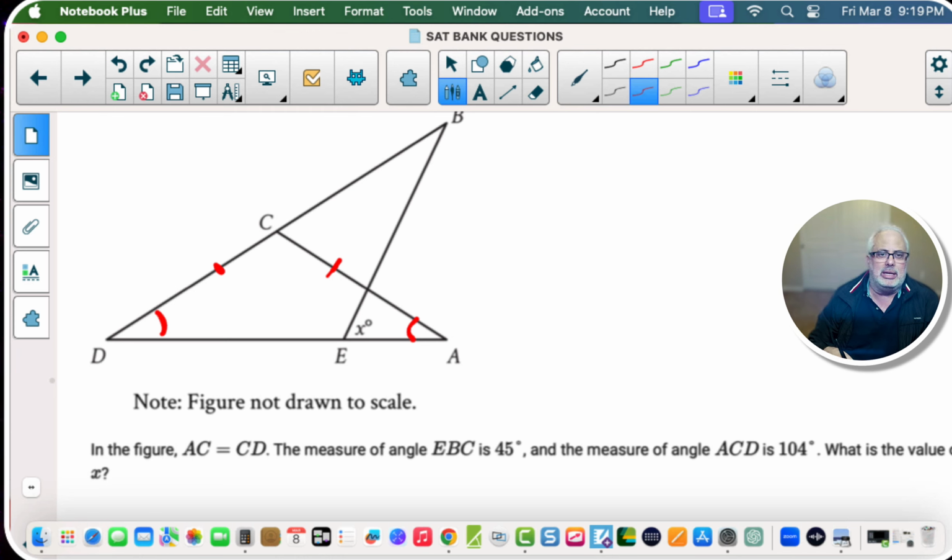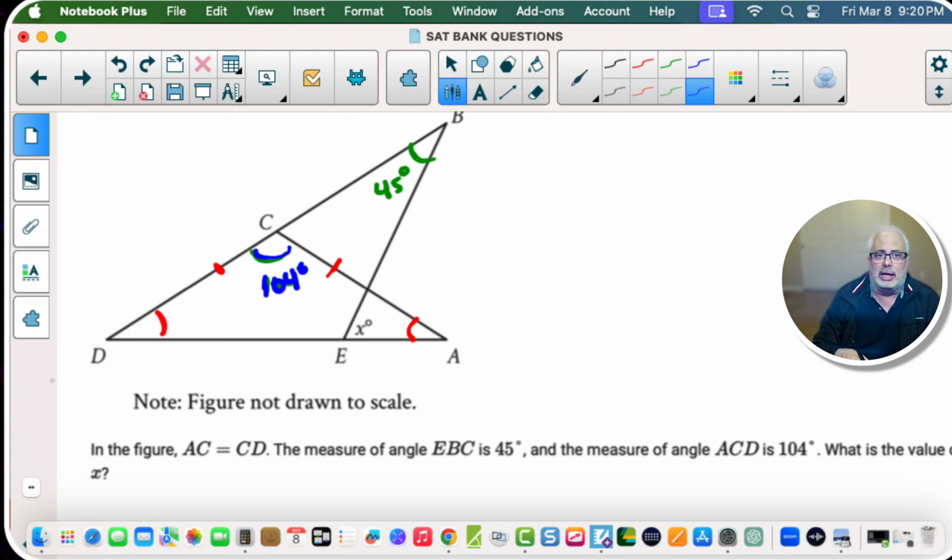They said that the angle EBC, the one over here, is 45 degrees. And the measure of the angle ACD, so let me use blue here, is 104. And we have to find the value of x. Okay. I don't see any relation with the information given and the x immediately, but I know that I have enough elements there to find the x.